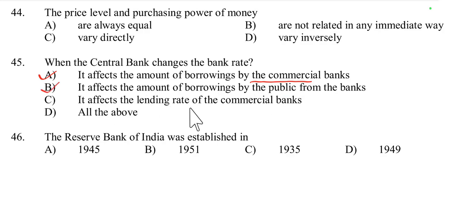Then, it affects the lending rate of the commercial banks. Yes, if the bank rate is lower, then the lending rate to the general public by commercial banks is also lower. If the bank rate is high, then the lending rate to the general public may also rise. So it affects the lending rate of the commercial banks. So when the central bank changes the bank rate, it directly affects the commercial banks' borrowing capacity, but it indirectly affects both B and C. So here option D is right, all of the above.